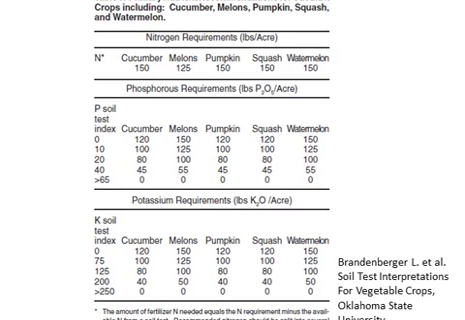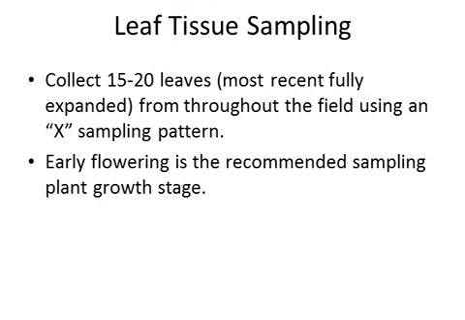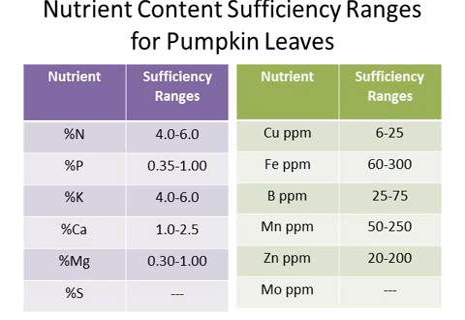Here are soil test-based fertilizer recommendations for pumpkins and other cucurbits. Following the correct method for tissue sampling allows for applicable results. These are the tissue nutrient sufficiency ranges for pumpkin leaves.